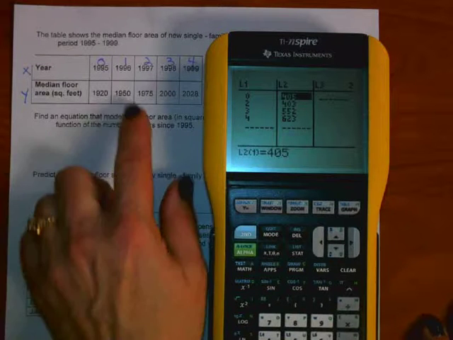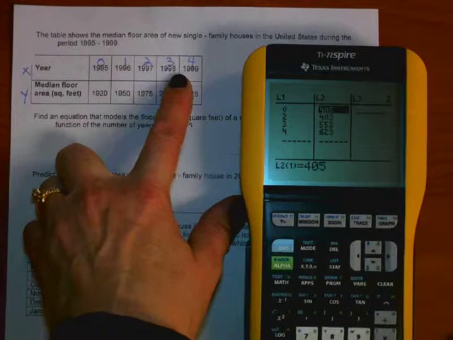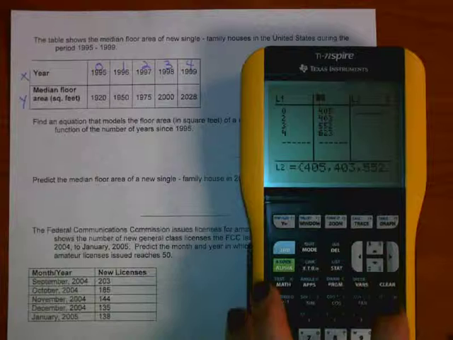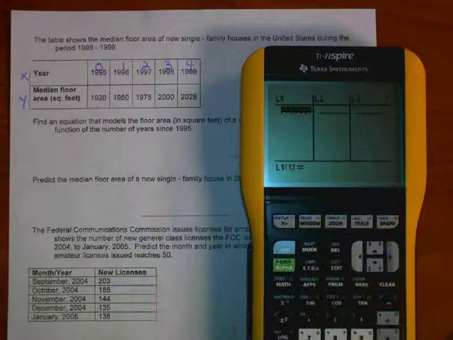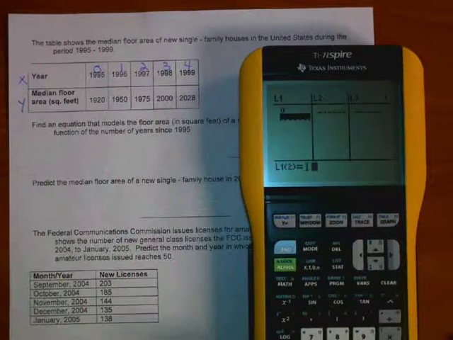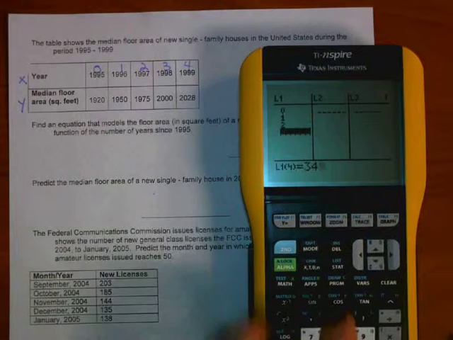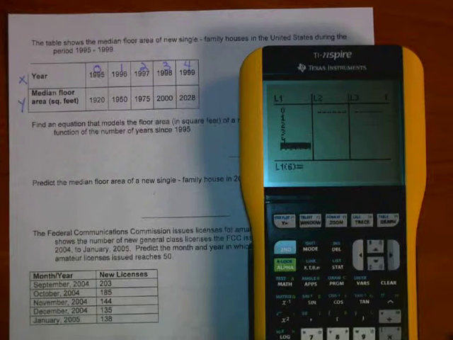Wait a minute, don't work too hard because my X values, oh, they're not quite the same, are they? I have to change both. So I've got to clear the lists. And then you're going to enter your new data. You can always use the delete button if you need to, if you make a mistake.